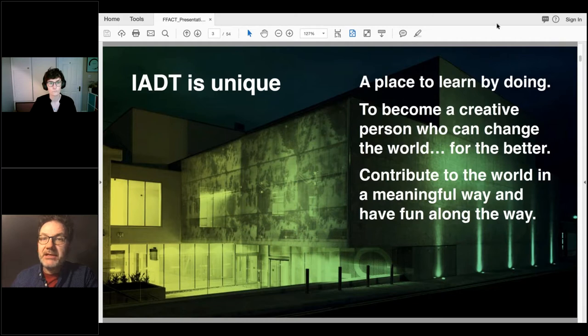But again, I think it's worth saying that IADT is a place where you learn by doing. We're interested, particularly in our faculty, in helping you to become a creative person, not just with the skills to make things, but who can hopefully change the world for the better, even just in a little bit, and contribute to the world in a meaningful way and hopefully have fun along the way. And that's something I certainly believe in greatly.